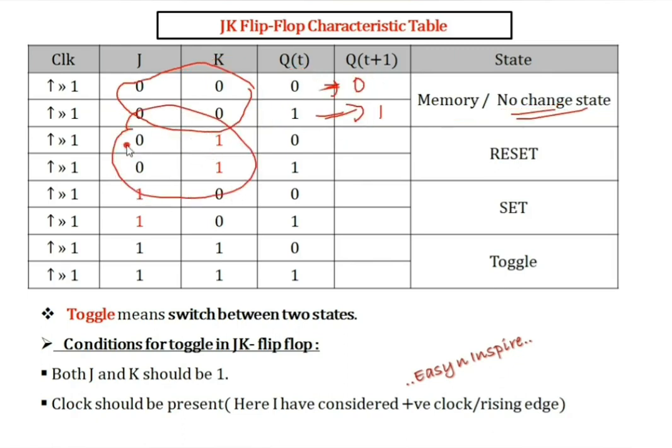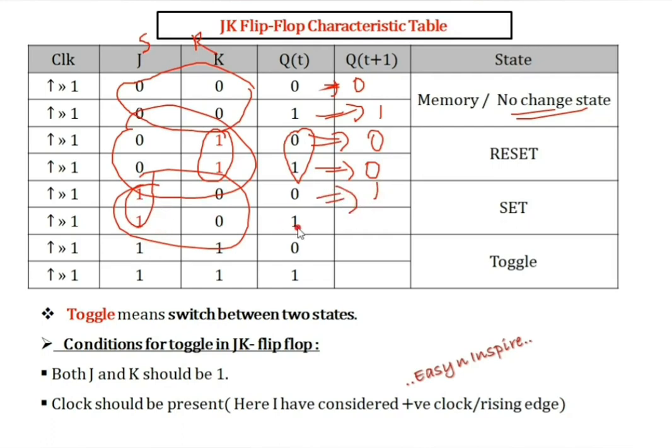See, in these two conditions, J is 0, K is 1 means reset pin is highlighted. Whatever the present output may be, it is going to be reset in the next state. See, 0 is reset, 1 is reset. So whatever the output may be, it is going to be reset. Here, in this condition, it is set because J is S, K is R. Output is set to 1. Whatever the present output may be, it is set to 1.